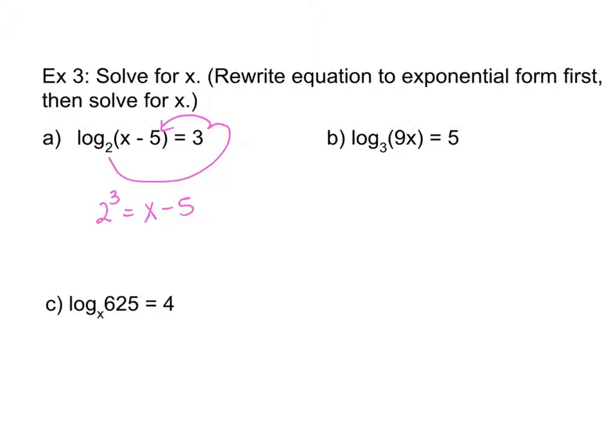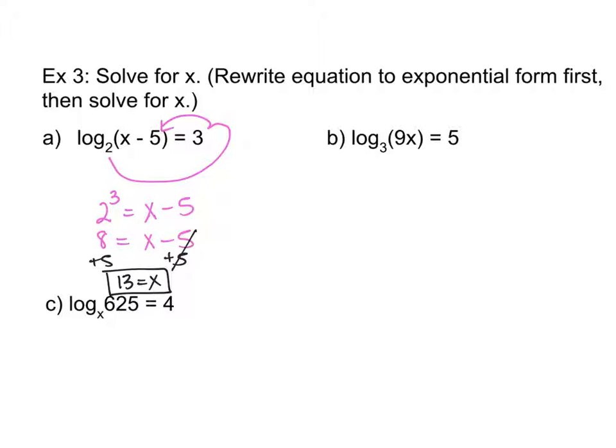So when I look at this, this is just an equation where I want to try to get x by itself. So let's simplify this. 2 to the 3rd power is 2 times 2 times 2, which is 8. And then I have x minus 5, so I have to get this x by itself. So it looks like I'm going to add 5 over. That cancels. 8 plus 5 gives me 13. So it looks like x equals 13.